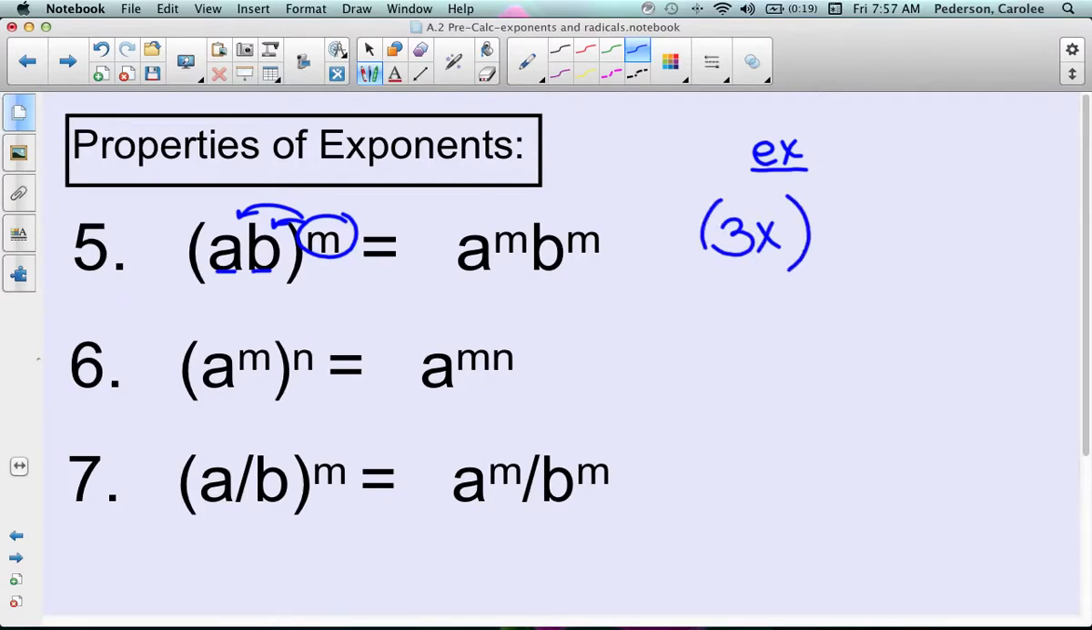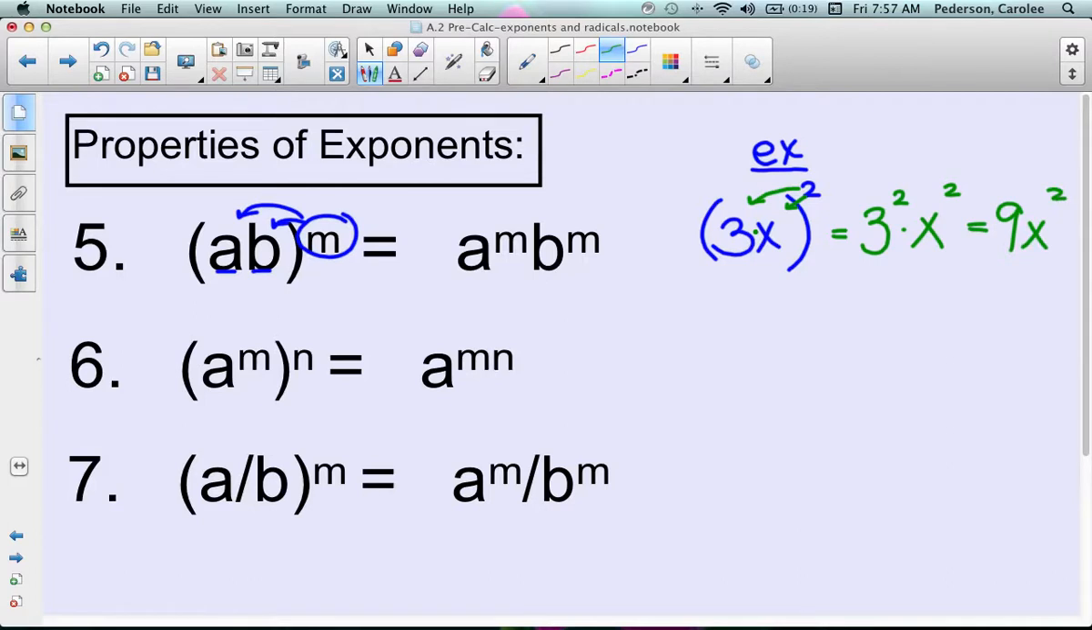3x raised to the second power. What we do is we distribute that in because there's multiplication going on. So it's going to look like 3 squared and x squared. Now 3 times 3 is 9. X times x is still just x squared.